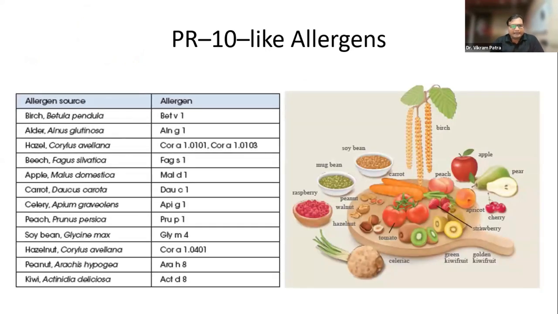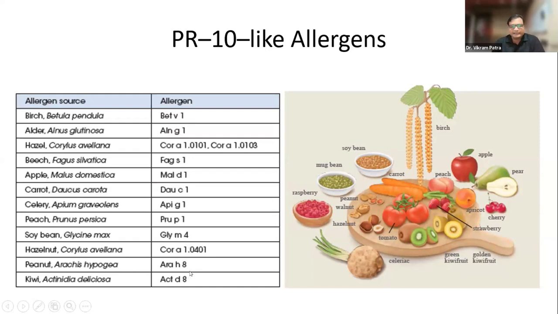So PR10 like allergens, we can see from this, birch can cross react with so many fruit items. We can see apple, peach, pear, strawberry, kiwi, celery, hazelnut, walnut, peanut. So all these can cross react. So these are the different PR10 like allergens. The archetype is Bet v 1, but you can see in the apple Mal d 1, it is also a PR10. In the peach, it is Pru p 1. In soybean, it is Gly m 4. In peanut, it is Ara h 8.